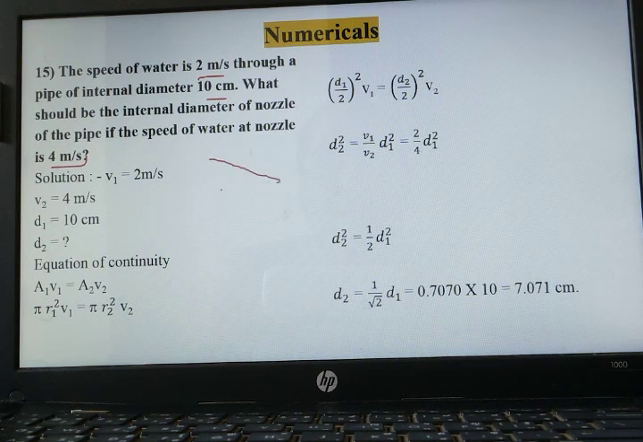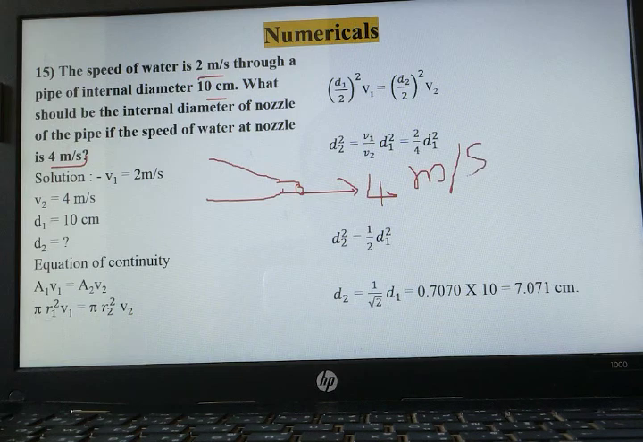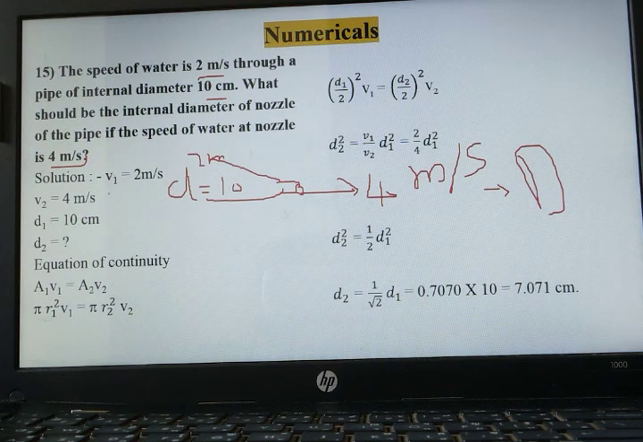Try to understand. The pipe is in this manner, and this is a nozzle. Over here the speed is 4 meter per second. We have to find out the diameter over here. Over here the diameter we know, that is 10, the inner diameter, and the water is flowing with a speed of 2 meter per second. So V1 is 2 meter per second, V2 is 4 meter per second, D1 is 10 centimeter, and D2 we have to find out.